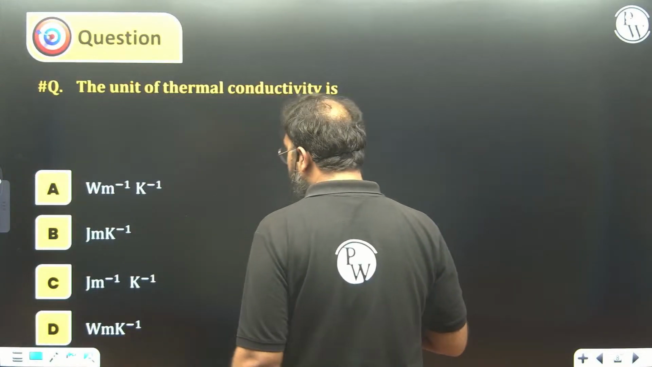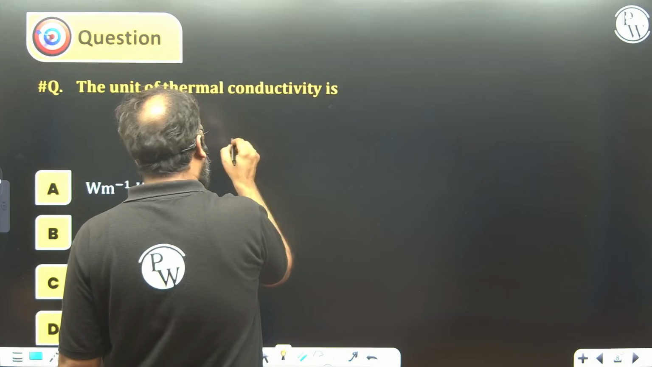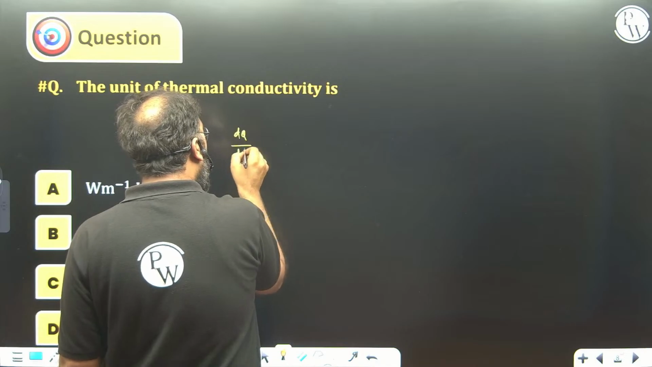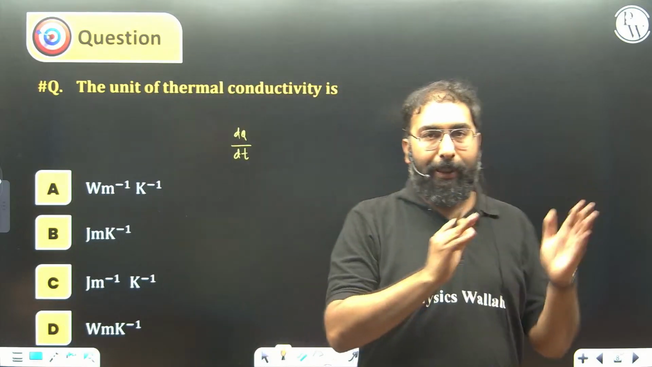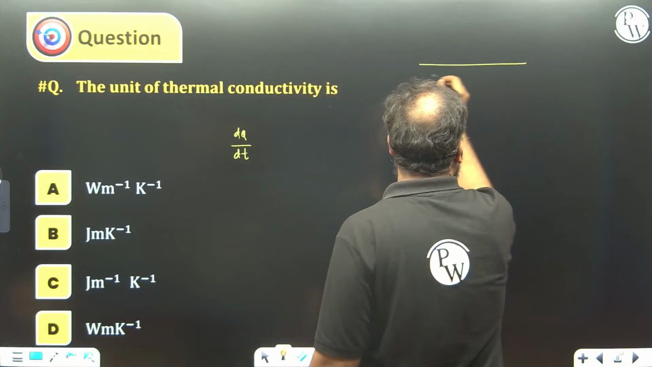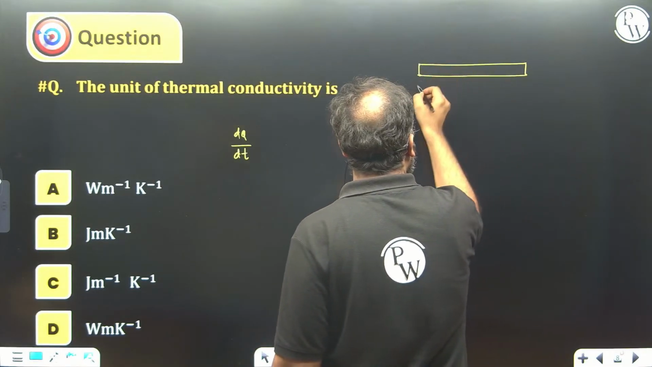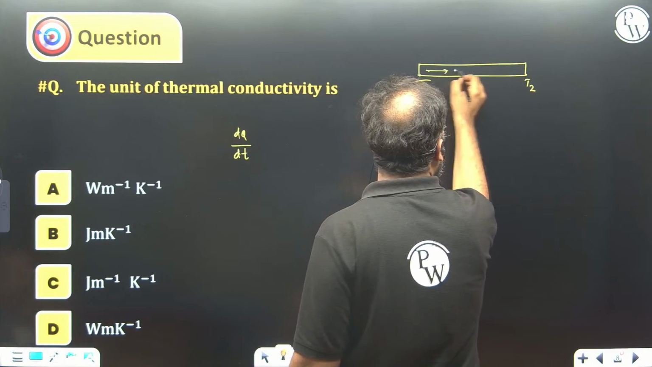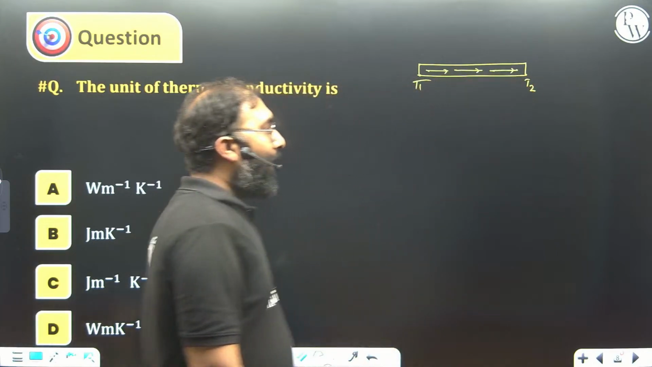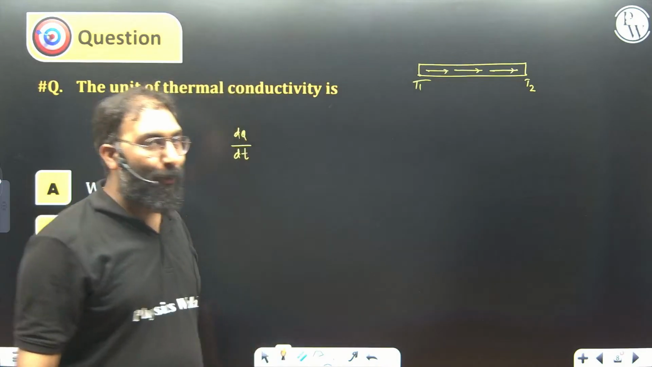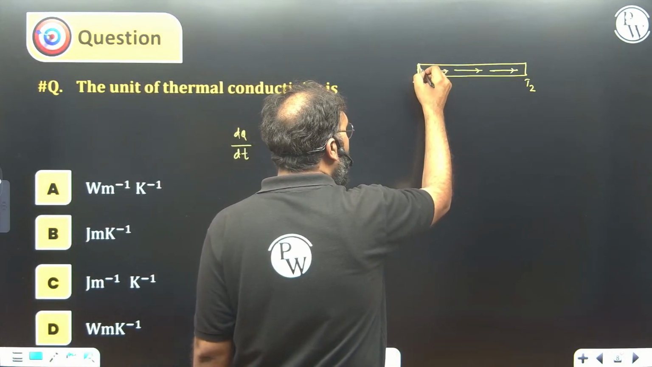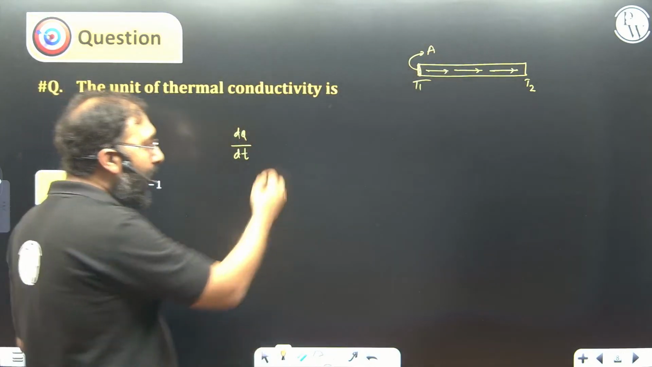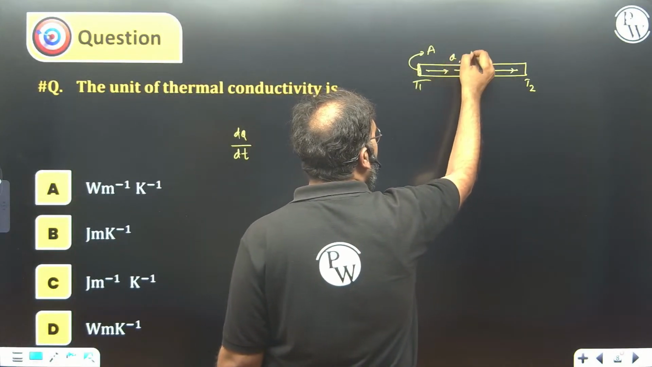Okay, let me solve this question. In heat transfer, have you studied one formula? The rate of heat transfer. If Q is the heat flowing from one end to the other end, let's say this is your conductor and it is maintained at some temperature T1 and the other end at temperature T2. So the heat energy will flow from higher temperature to lower temperature, okay? And this is the cross section from where the heat is flowing. Let's say the area is A. And let's say the Q amount of heat is flowing in time T.